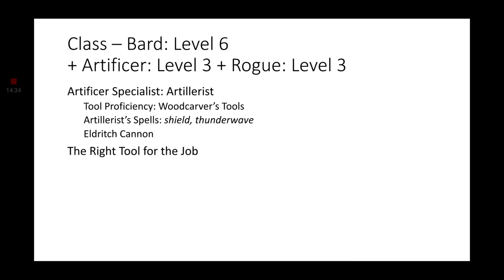Moving on to Artificer level 3. We haven't shown any love to this class in a while. Let's go ahead and grab the Artillerist, just so we have an Artificer Specialist. And honestly, it sort of makes sense. Just about every single one of Batman's villains knows how to use a gun. Except for like one or two. Anyway, tool proficiency, woodcarver's tools, your artillerist spells are shield and thunder wave. You also get access to Eldritch Cannon and the right tool for the job. We're getting proficiencies left, right, and center.